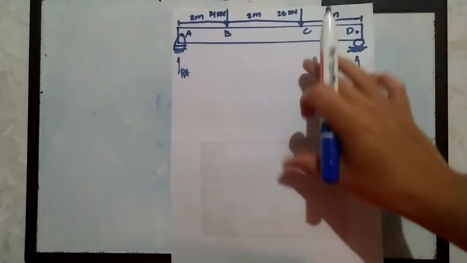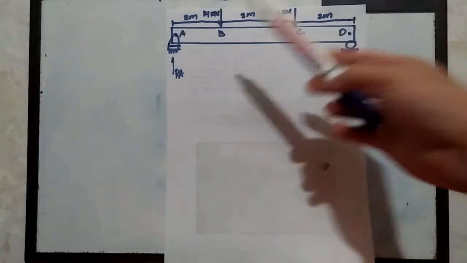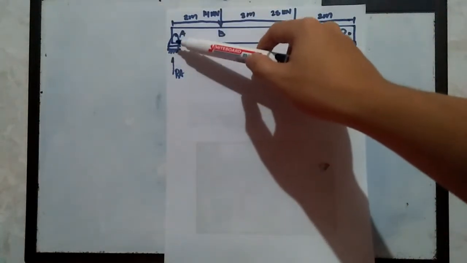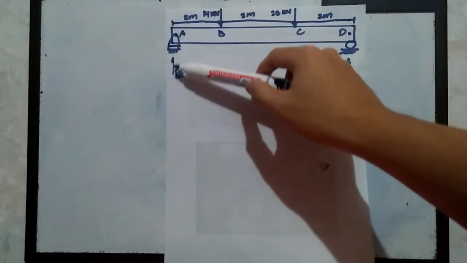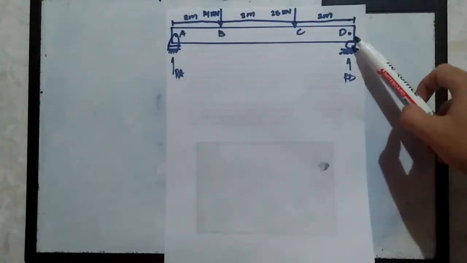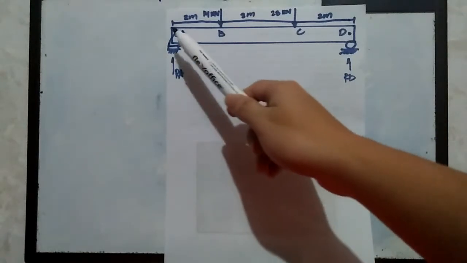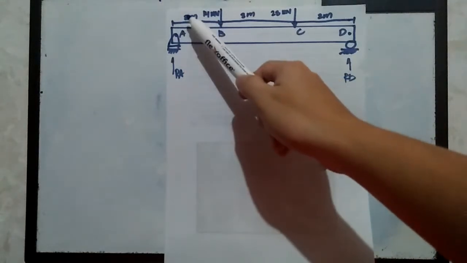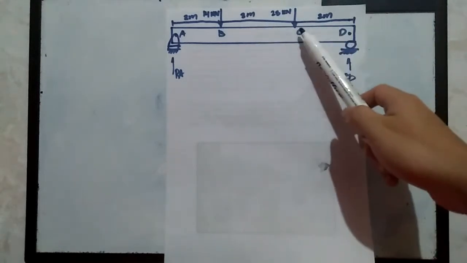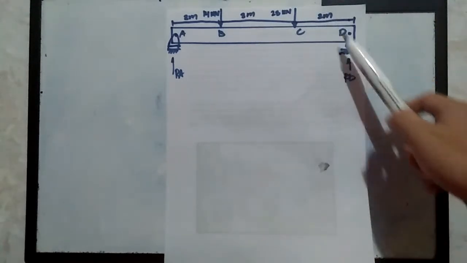We have here a problem concerning beams, and our goal for this problem is to solve the internal forces that are acting inside our beam. First, at point A we have a pin support, and at point D we have a roller support. The distance from point A to point B is 2 meters, from point B to point C is 3 meters, and from point C to point D is 2 meters.